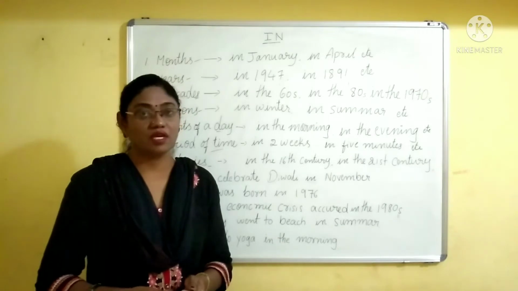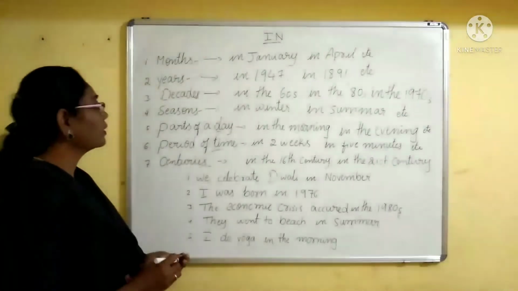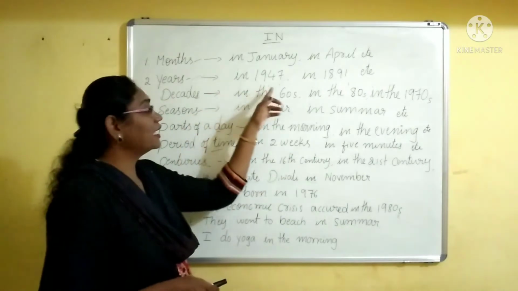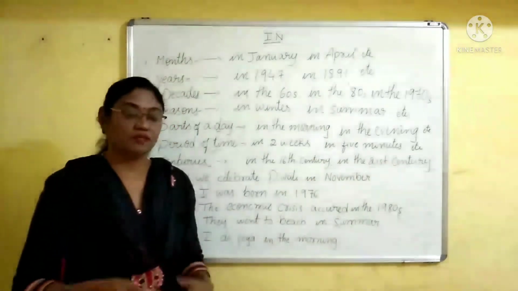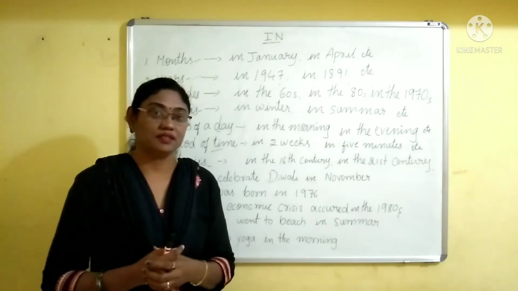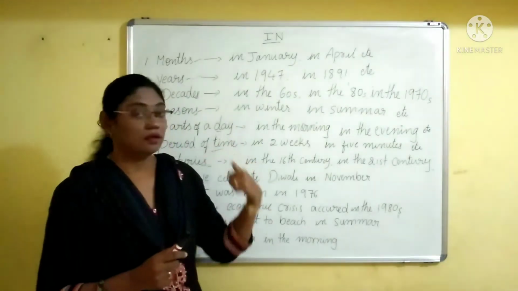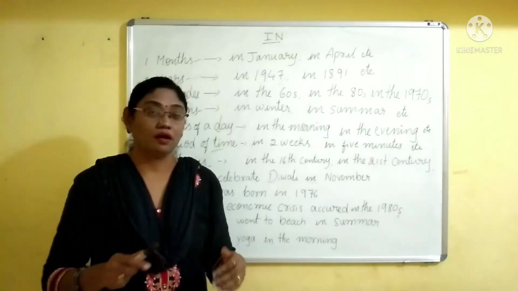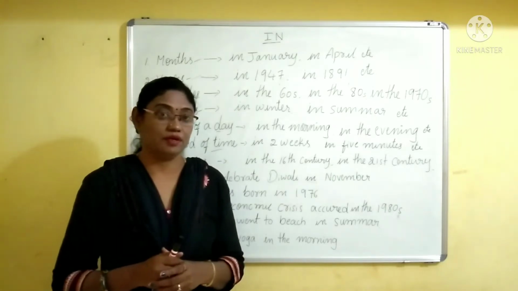So in this way we can use. Next, years. Okay, we will use in with years. In 1947, in 1891, etc. When we talk about some historical incidents, some periods, we must use in with years, and we don't use on or at with years. So this is to be remembered.